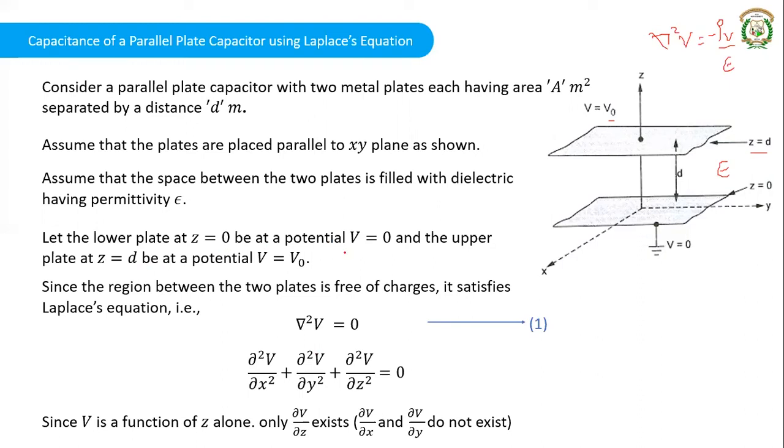V is not changing with respect to x and y. That means dou square V by dou x square is 0. Similarly, dou square V by dou y square is 0. But there is something existing at dou square V by dou z square. So only dou V by dou z exists, and dou V by dou x and dou V by dou y do not exist. So you can just eliminate these terms.